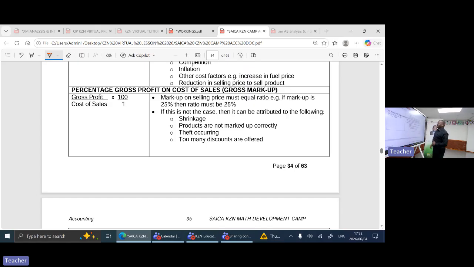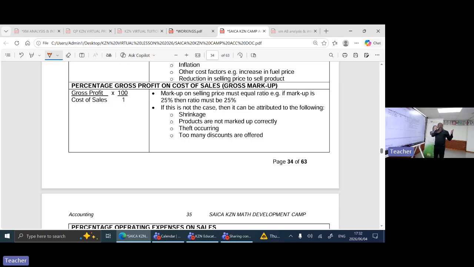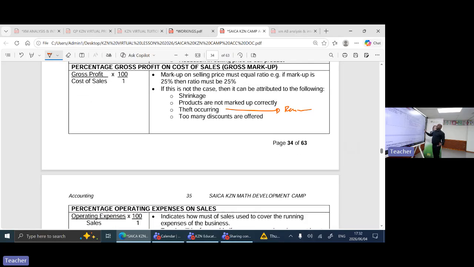And then we also have our markup. Markup percentage on selling price must be equal to our target markup. But if it's not equal to our target markup, that can be due to shrinkage. Shrinkage is the decrease in our inventory, normally due to errors. Products are not marked up correctly, and these are also errors. There is theft occurring, which may affect our markup, but this one works better with a periodic inventory system, where it is directly affected in cost of sales or in markup.